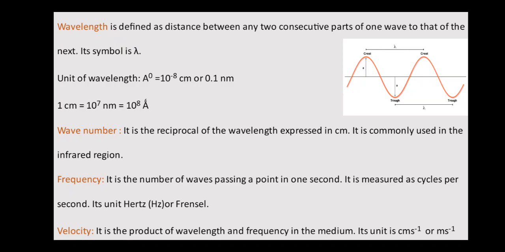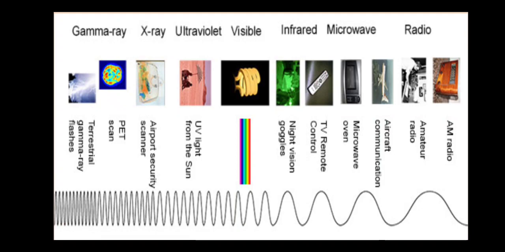Another term is wave number. It is the reciprocal of wavelength expressed in centimeters. It is commonly used in the infrared region. The next is frequency. It is the number of waves passing per second, and it is measured in cycles per second. And another term is velocity. Velocity is the product of wavelength and frequency of the medium, and its unit is centimeter per second or meter per second. Now let us look at the various electromagnetic waves which we come across in day-to-day life.